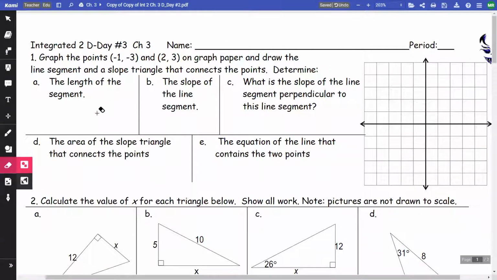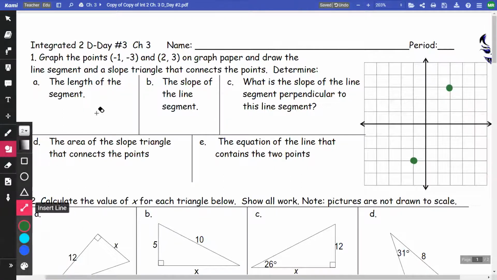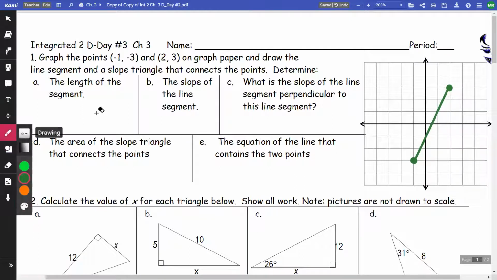So this video is chapter 3, D-Day. It's titled D-Day number 3, but it's actually the second one that I've given you guys. On this, the very first thing we're going to do is plot these points. So I'm going to plot (-1, -3) and (2, 3). Connect these, and then we're going to draw our right triangle, okay? That will help us answer a couple questions.